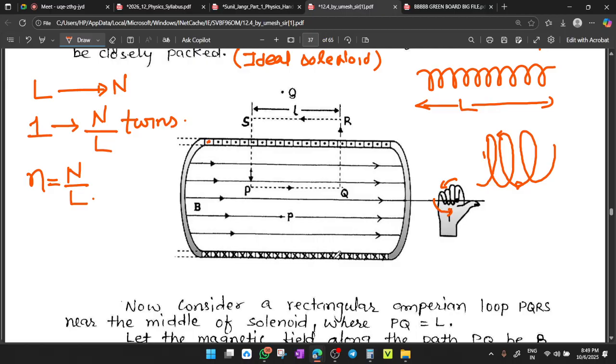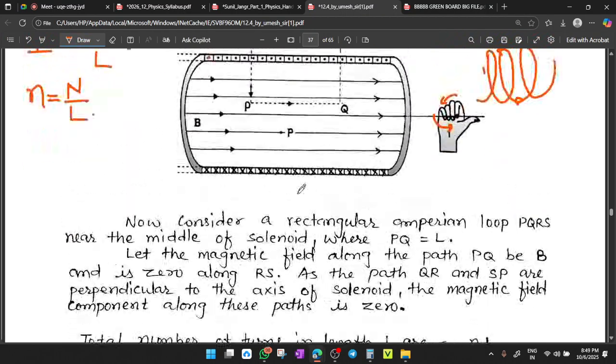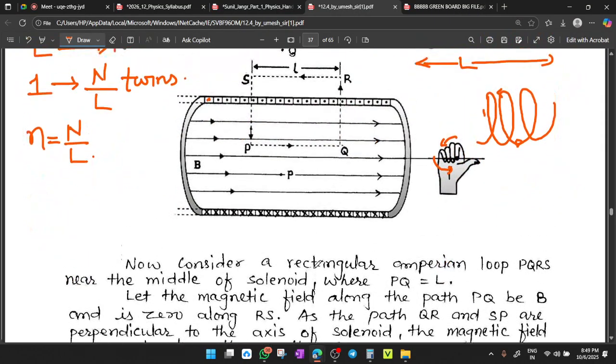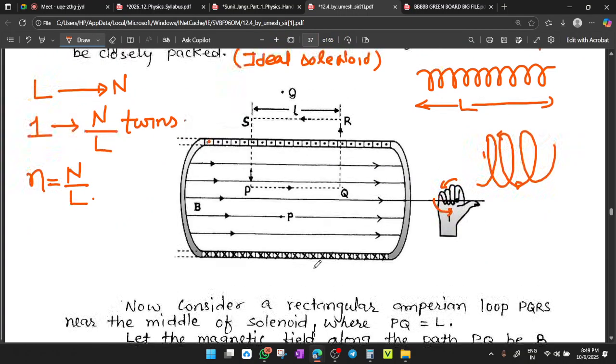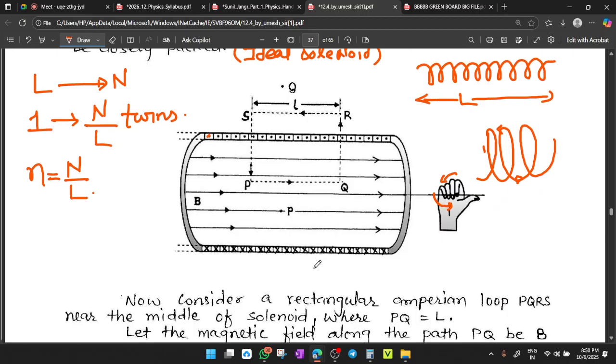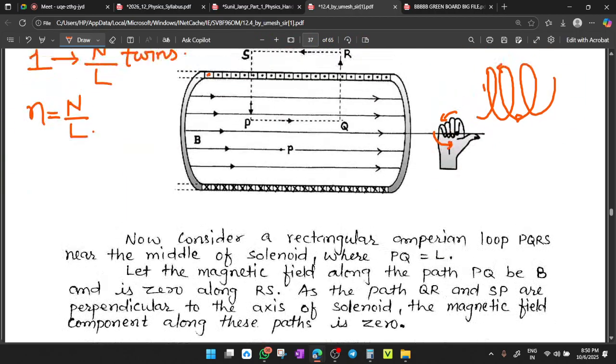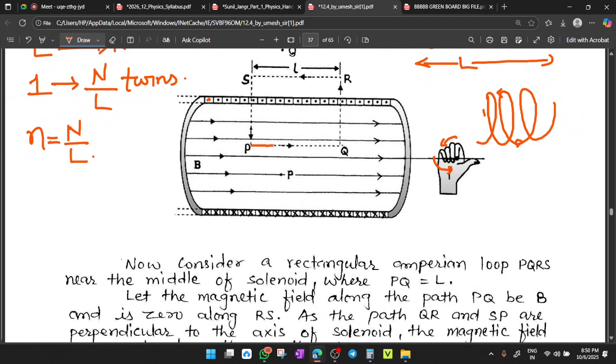Understood clearly? Now consider a rectangular Amperian loop. You have been given a solenoid, so what you have to do is consider an Amperian loop. Consider a rectangular Amperian loop PQRS near the middle of the solenoid. Check here, this is PQRS.